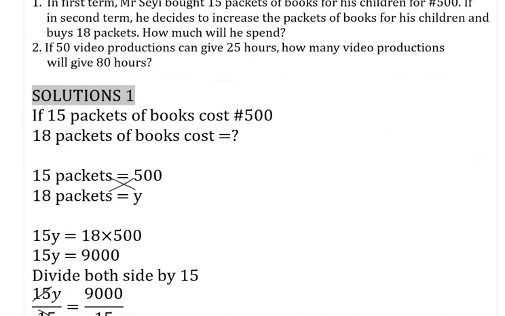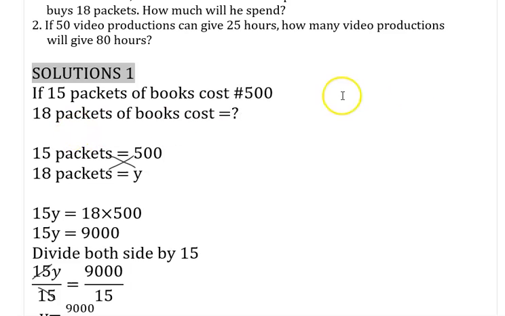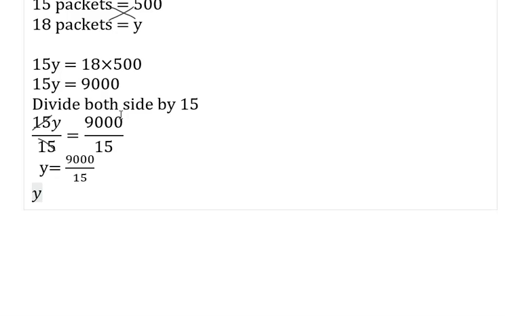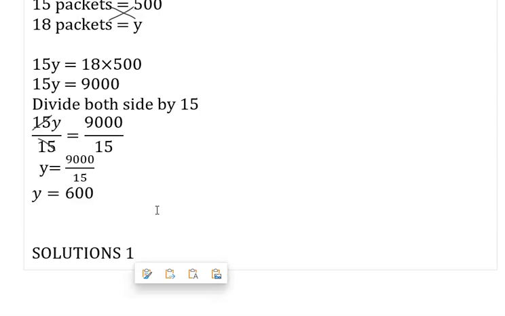As you can see now, the more product Mr. Sheyi decides to buy, the more money he spends. That's a direct proportion. So let's come here. Let's arrange this one very well. 600 naira. So this one is solution 2.